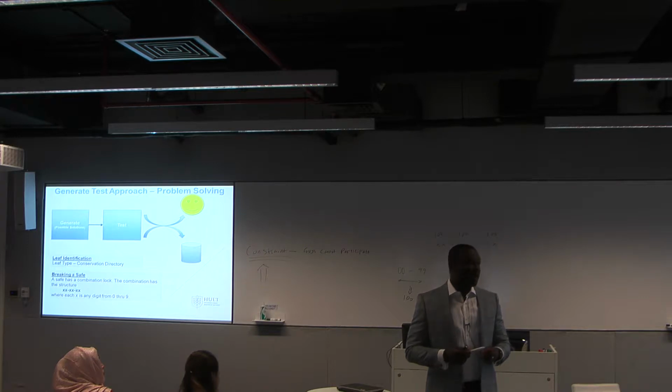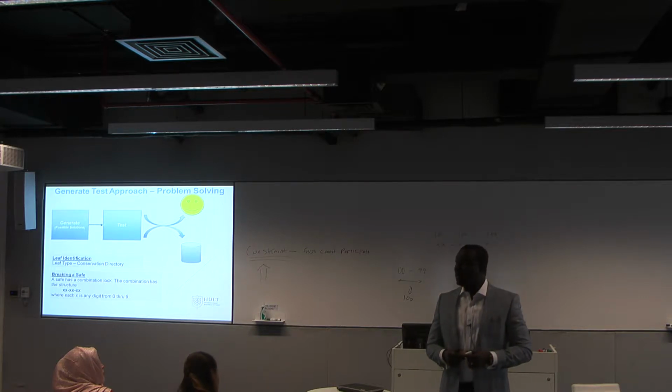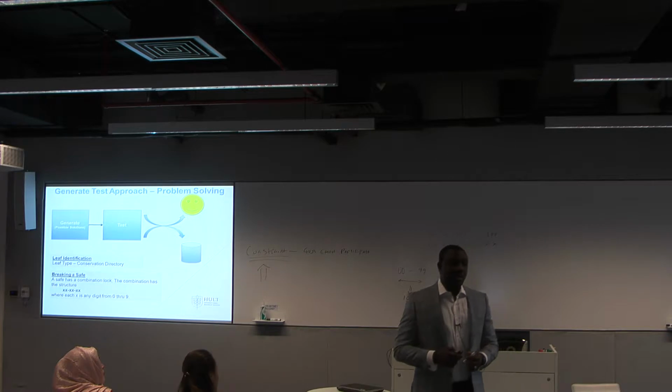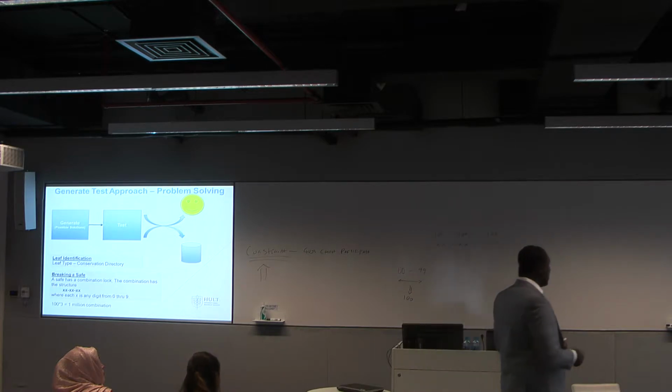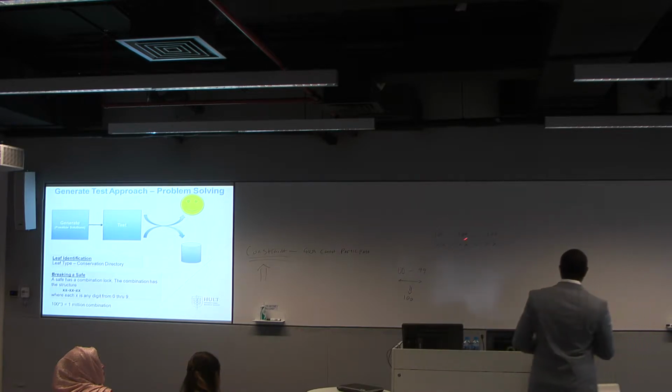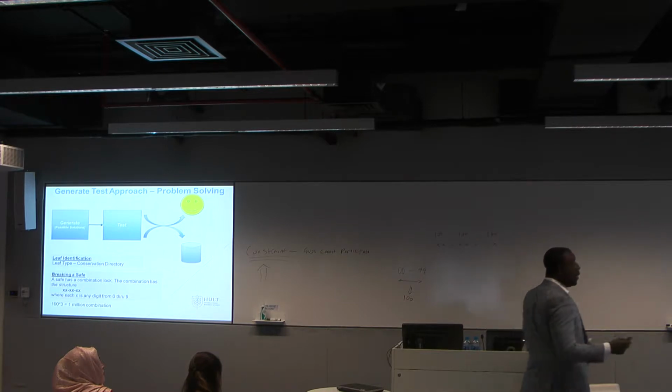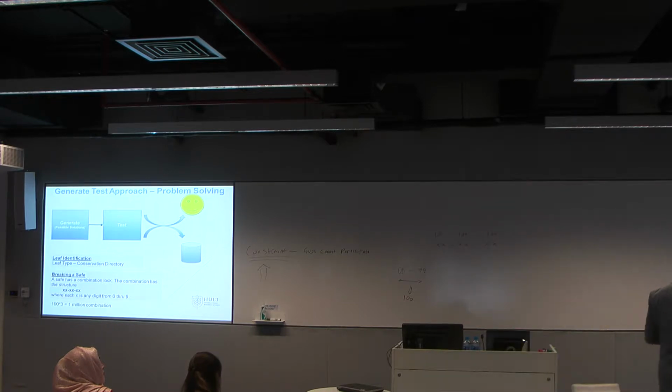How long would it take? 1 million. Does everybody understand how it gets 1 million? It is 100, yes. So you need 1 million combinations, but most of the time the lock will open somewhere in between. So before you get to the 1 millionth combination, you might actually open the lock.